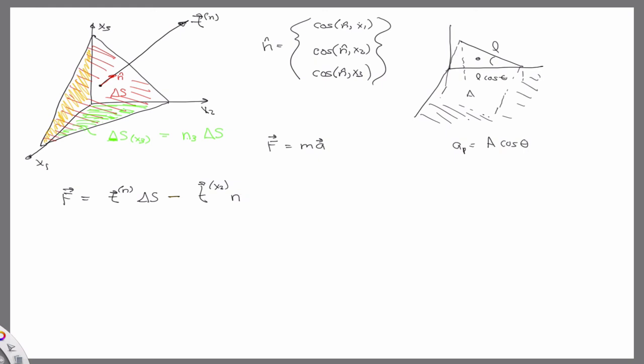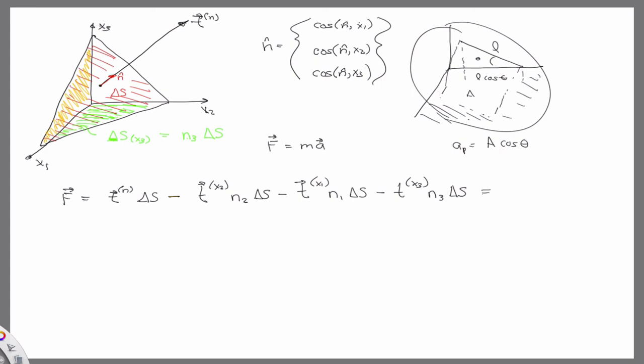And now the area here is delta S by the same argument we made here. And so likewise for the other components, there's minus T x1 n1 delta S, minus T x3 n3 delta S. All right, so that's F, and that's equal to mass.